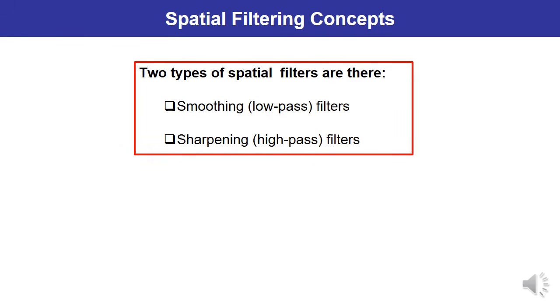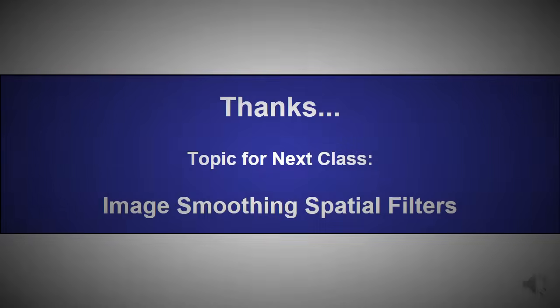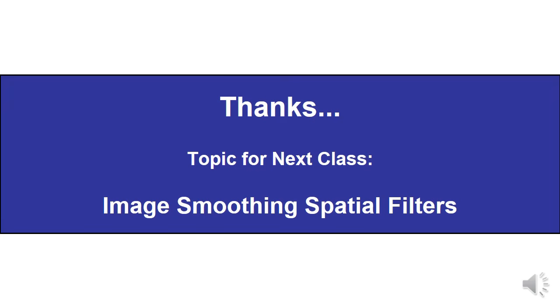There are two types of spatial filters which are commonly used and which you have to study. One is smoothing filters and the other is sharpening filters. Smoothing filters are also known as low pass filters, while sharpening filters are also known as high pass filters. In the next class, you will study image smoothing spatial filters. Thank you so much.